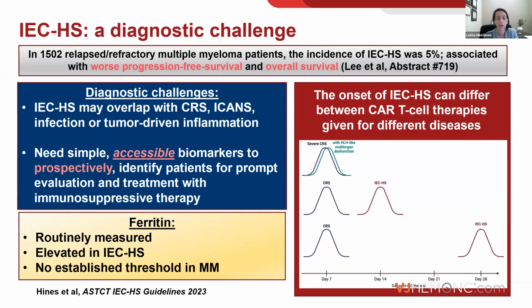But the challenge is that IEC-HS may overlap with CRS, ICANS, infection, or tumor-driven inflammation. So it's unclear whether the timing of IEC-HS is going to be different depending on the CAR T product or the underlying tumor type, and whether or not there will be overlap with some of these other inflammatory conditions. So real-time biomarkers are important and could help identify IEC-HS cases to help clinicians more closely monitor and start immunosuppression.